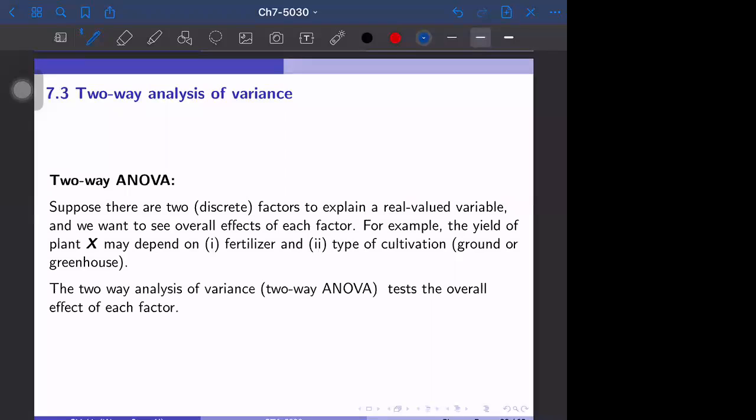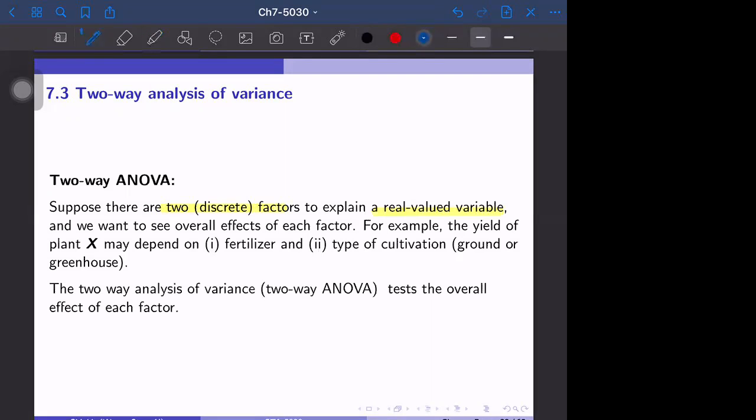Hi, section 7.3, the two-way analysis of variance. This is an extension of the one-way layout, so we have one more factor. This section has several patterns, and we start with the simplest one. Suppose that there are two factors to explain a real valued variable.